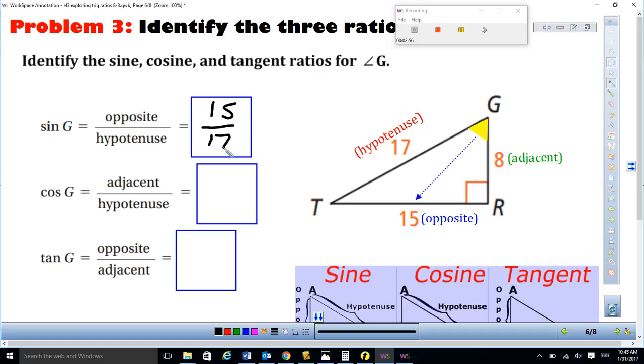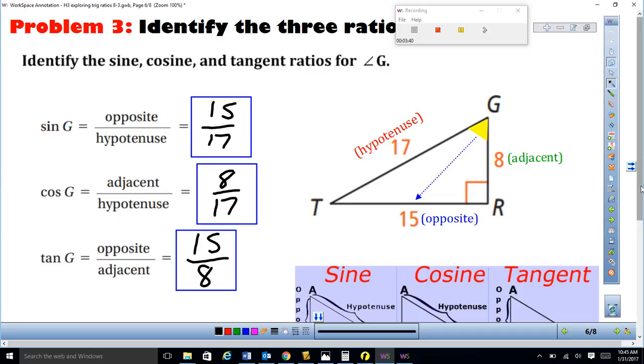When I look at cosine of G, I'm looking at the ratio between the adjacent and the hypotenuse. So the adjacent side to G is length 8, and my hypotenuse is, again, length 17. So I get the ratio 8 to 17. And finally, tangent is the ratio between the opposite and the adjacent. So I would be looking at the opposite, which is 15 again, and this time instead of putting it over the hypotenuse like I did in sine, I put it over the adjacent, which is 8.